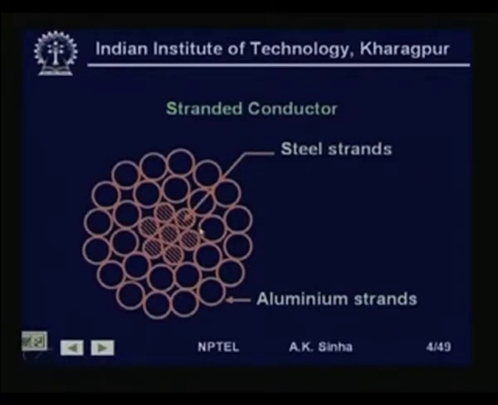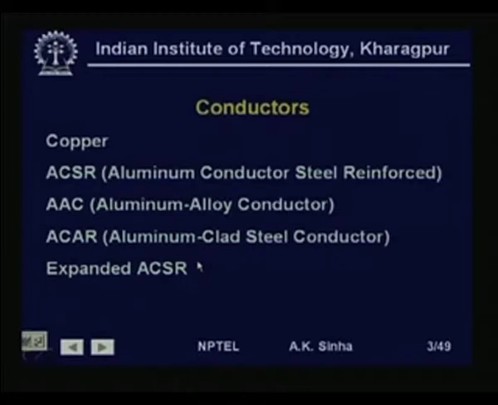We can see this in this diagram, where we have the inner core made up of steel strands, and on top of that we have these filaments of aluminum conductor, or the strands made up of aluminum. So, this is how an ACSR conductor looks if you take a cross section of it.